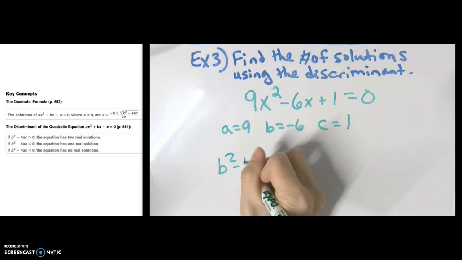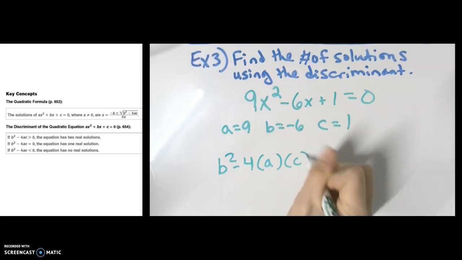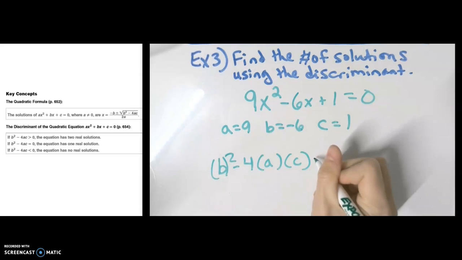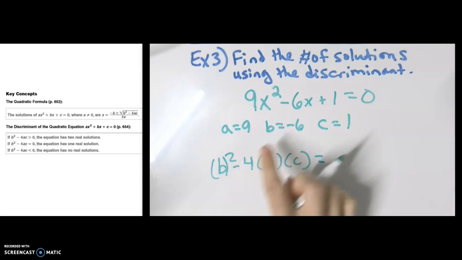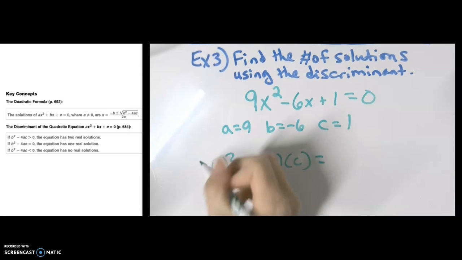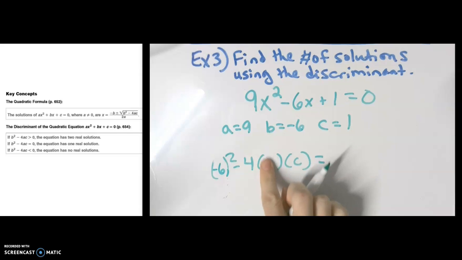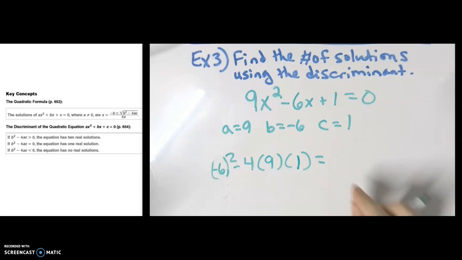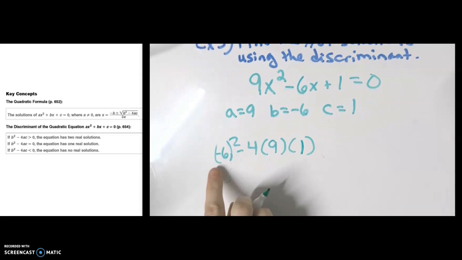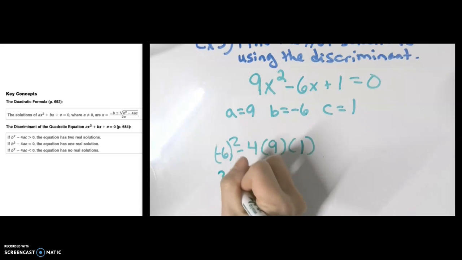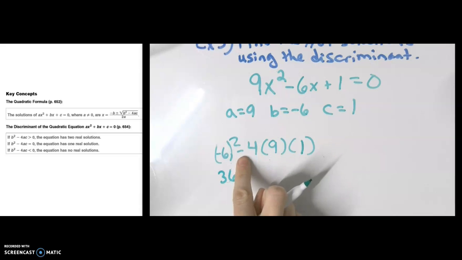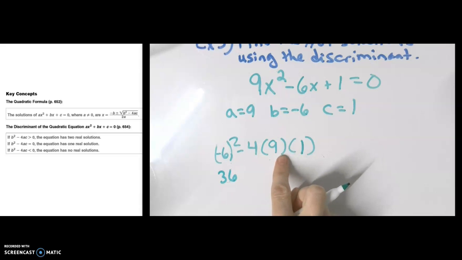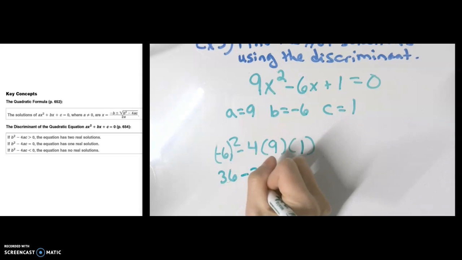So b squared minus 4 times a times c, with parentheses, equals what? In place of b, I'm going to put negative 6. In place of a, I'm putting 9. And in place of c, I'm putting 1. So now I just need to solve this. I'm going to solve going down. So negative 6 squared. Order of operations, exponents first. Negative 6 times negative 6 gives me 36. Negative 4 times 9 is negative 36. Negative 36 times 1 gives me negative 36.